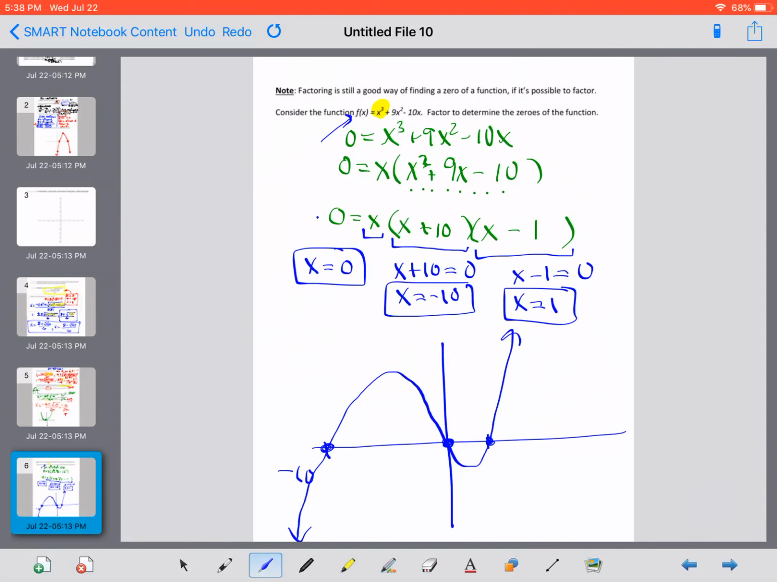Okay, so finding these x-intercepts can be really useful in sketching a graph. Just make sure that you go through the proper steps. See if it's factorable first, and if it's not factorable, then use the quadratic equation or the quadratic formula wherever it's appropriate.